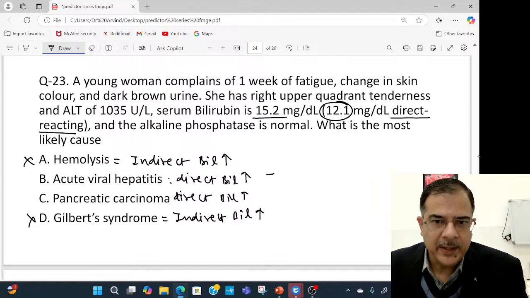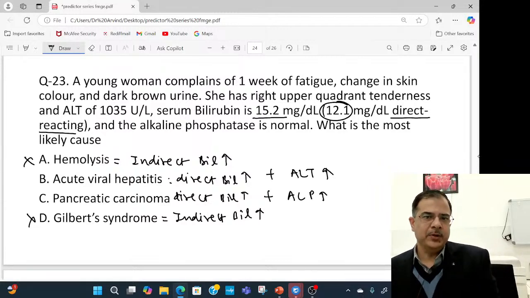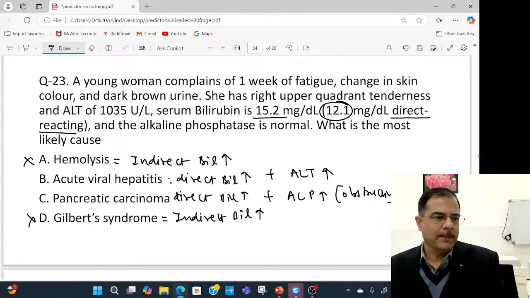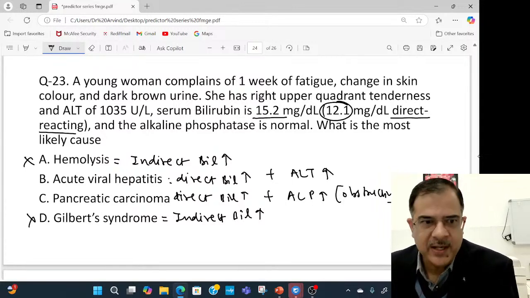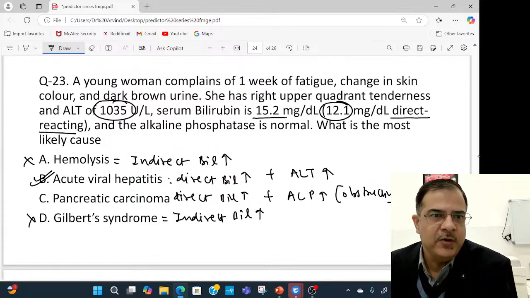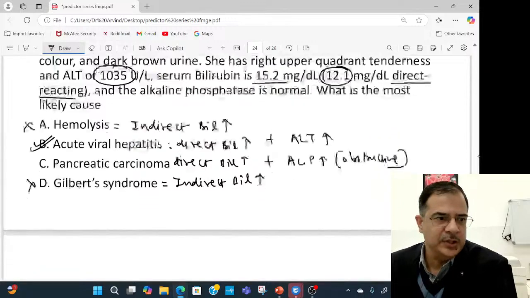But here, the liver enzyme which will be elevated, ALT, will be high. Why? ALP will be high in pancreatic cancer because it is an obstructive disease, obstructive jaundice. So very, very high ALT means acute viral hepatitis. Simple answer. Normal is less than 40. Now here it is 1000. So B will be the answer.